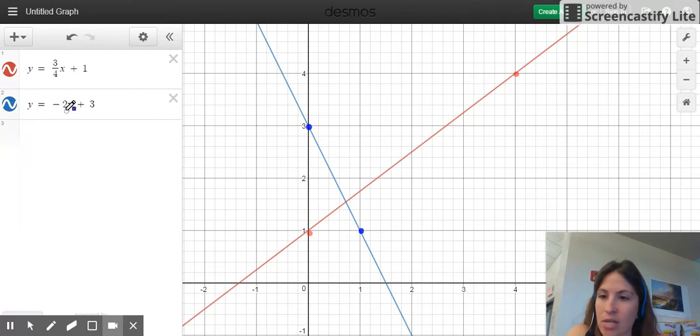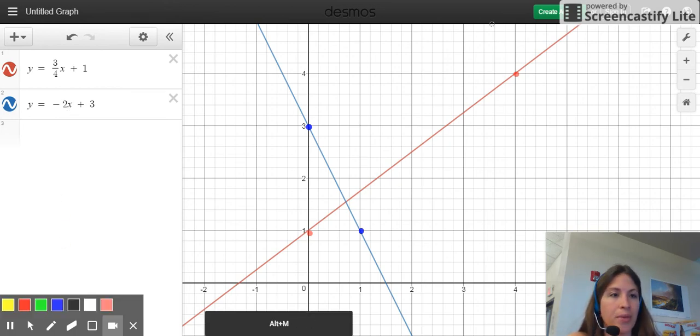Now, notice that there's not a denominator of 1 for the run, and that's because you don't need it. Negative 2 has the same value as negative 2 over 1. So both ways of writing it are correct. I hope this helped.